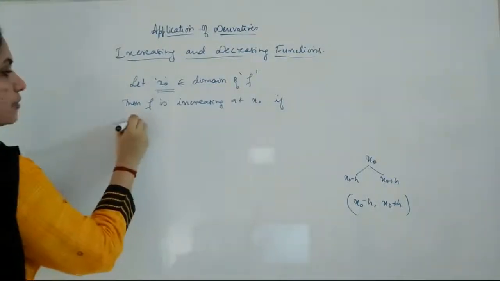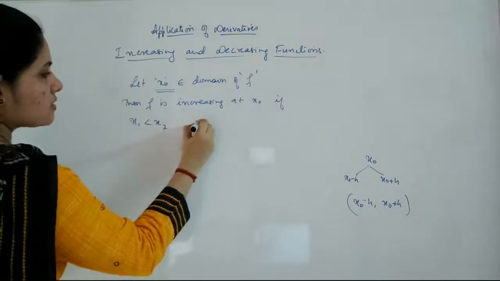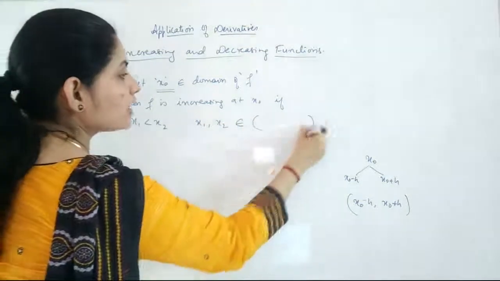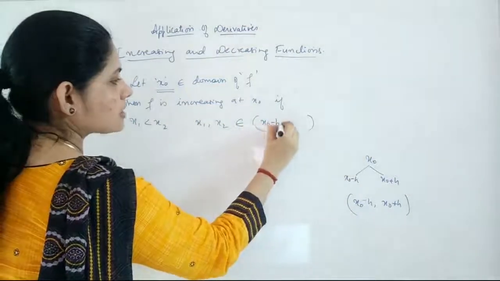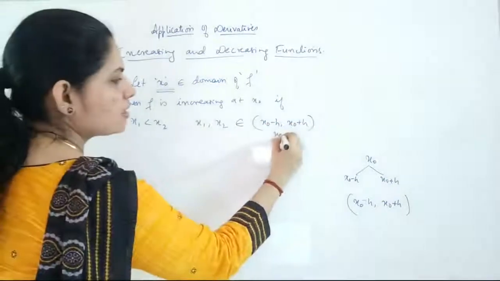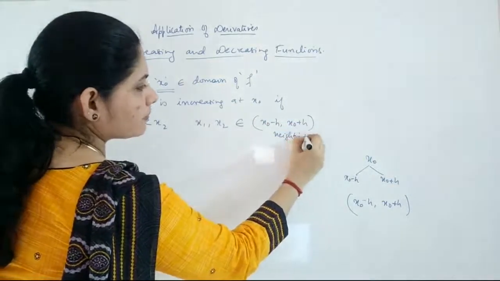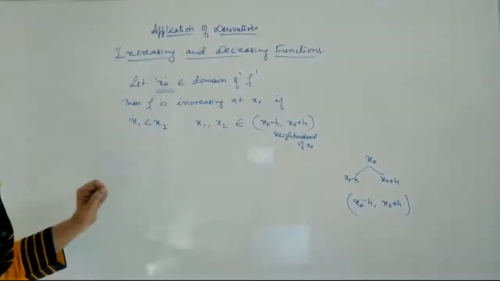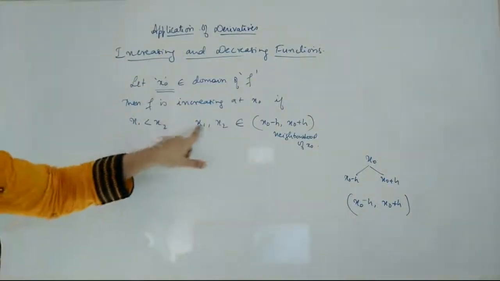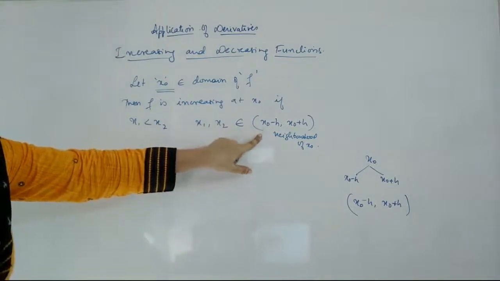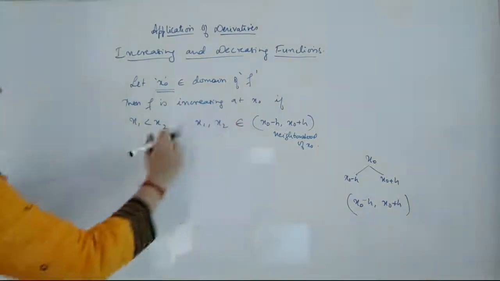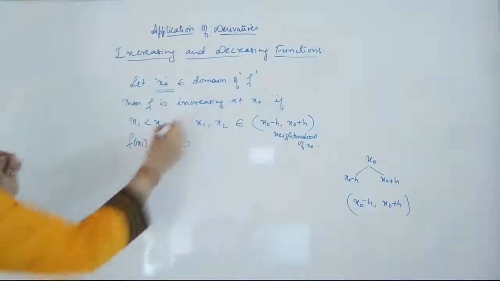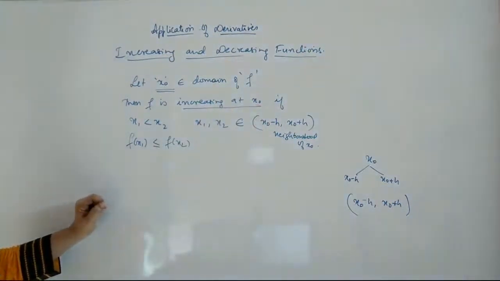Okay, if we are choosing suppose x1 less than x2, where x1 and x2 will be belonging to the neighborhood of x naught, that is x naught minus h and x naught plus h. Okay, this is known as the neighborhood of x naught. Small interval containing x naught. Okay, so you are taking 2 numbers x1 and x2 which belongs to the interval. Suppose it is I. At that time what you have to get is f of x1 is again less than or equal to f of x2. Then you will say that the function is increasing at x naught.